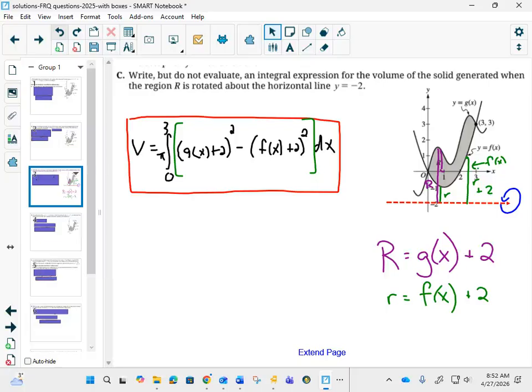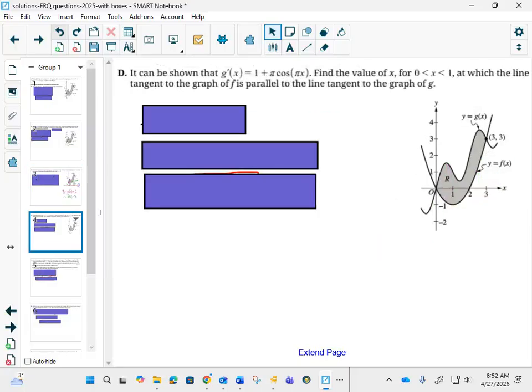And then finally D, it can be shown that the derivative of g of x is, and they give you the derivative, saving you some time. Depending on the exam, if they wanted to check if you could do that, they could ask for that. But at the end of the day, they're allocating a certain amount of marks, and in this question they're like, we don't want to check if you know how to do that. We'll assume you can. There's your derivative. Find the value of x between 0 and 1 at which the line tangent to the graph of f is parallel to the line tangent to the graph of g.